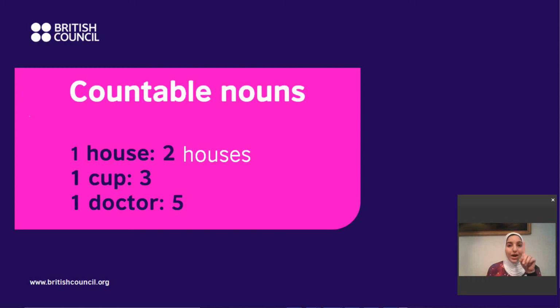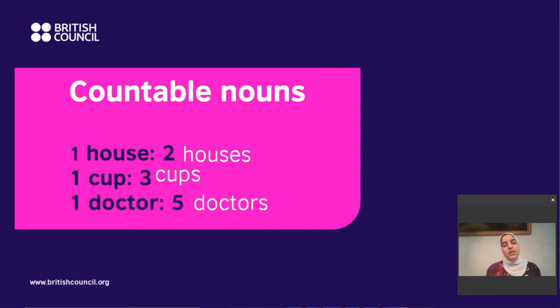What about cup? He drinks one cup of tea. What about if he drinks three? So three. Very good. Three cups. And we said that Tim is a doctor. At work, he works with more than one doctor. For example, five. So we say five. Excellent. Five doctors. These are called countable nouns.